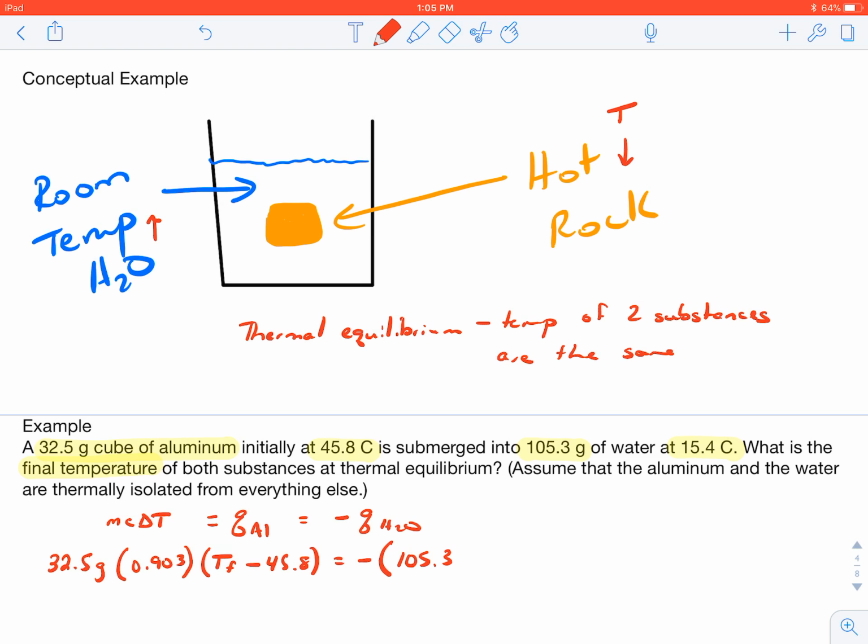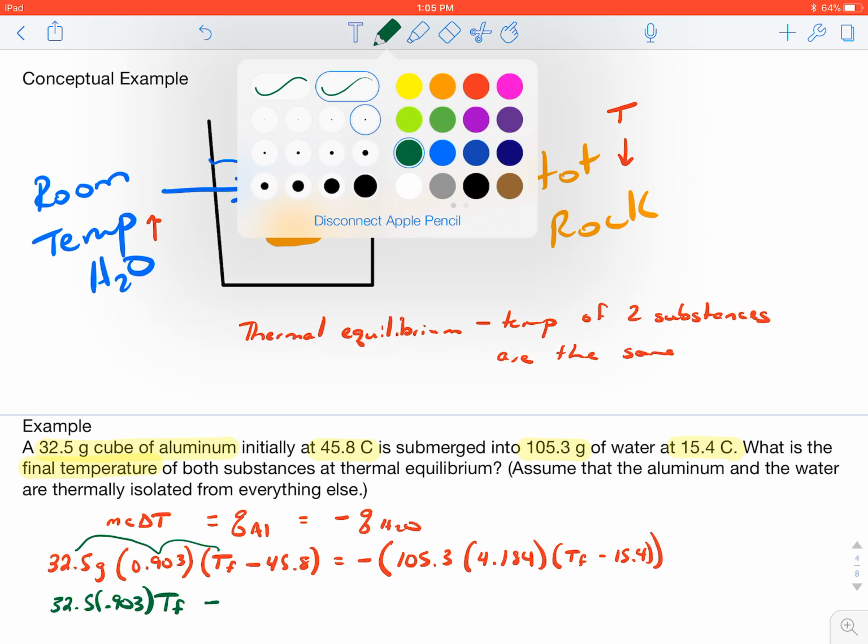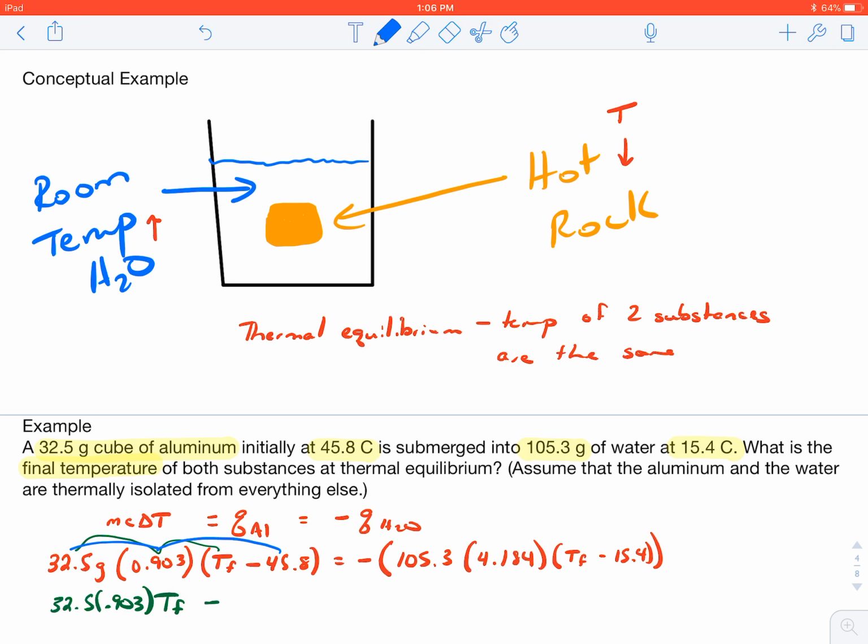And so we've got 105.3 grams. Hopefully we remember by now the specific heat of water is 4.184. And then we're going to do the same thing with our temperature change. We've got T final minus 15.4. And so basically it comes down to solving, and this has maybe been a while since we've done this, but when you solve a type of problem like this, you multiply these three numbers. So we're going to get 32.5 times 0.903, and that'll be our TF on this side, minus, and then in the next case, we're going to take 45.8 times 0.903 and times 32.5. That's exactly what is going to happen on both sides here.